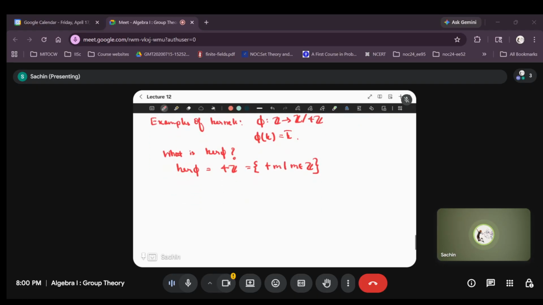Similarly, if instead of Z mod 4Z, you had P from Z to Z mod NZ, again you would still have P of K is equal to K bar. The kernel would simply be NZ. All multiples of N go to 0 bar.